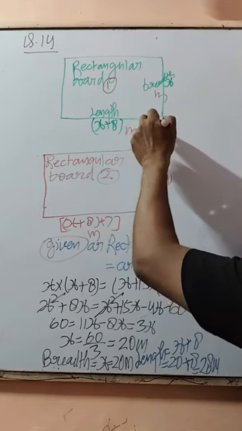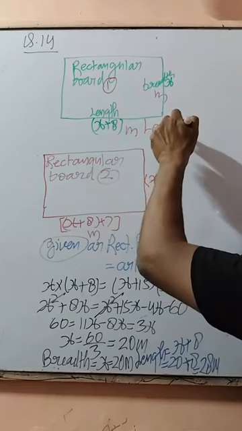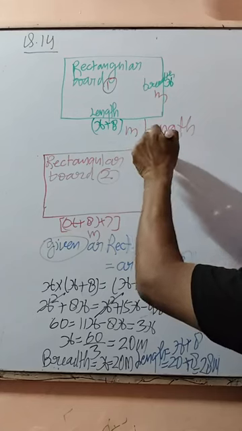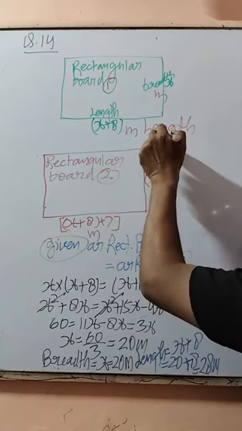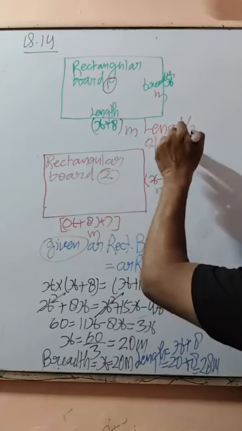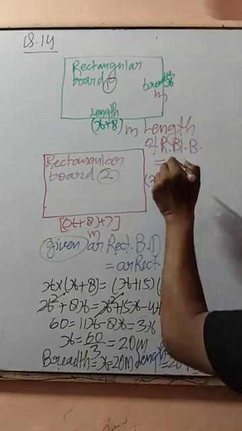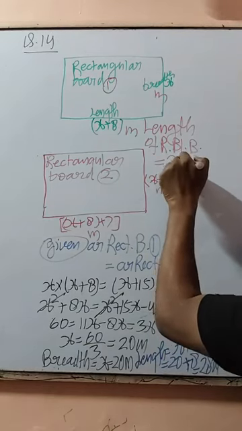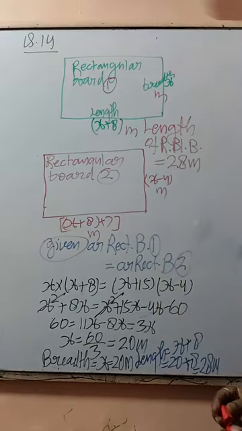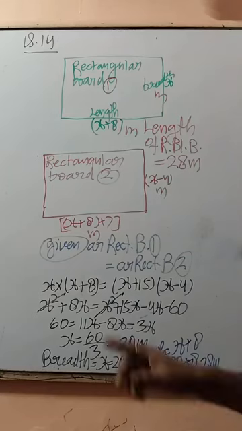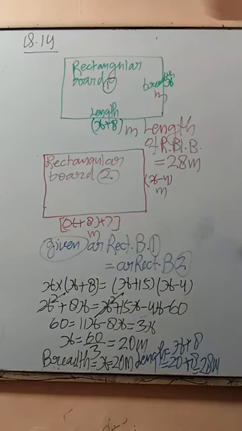Length of rectangular blackboard is equal to 28 meter. ठीक है? Yes sir. So what will be the area of this? This is 20 ना? Yes sir.